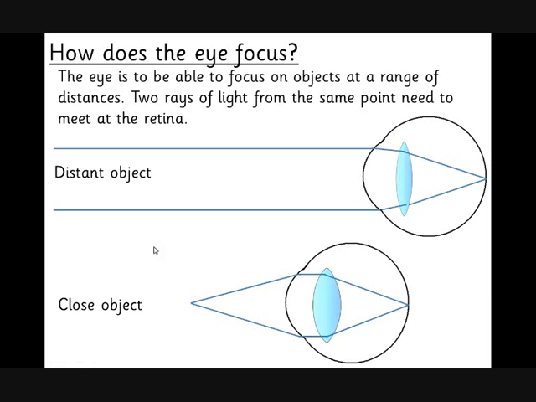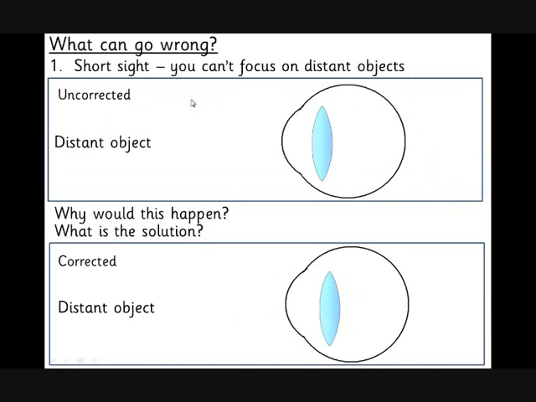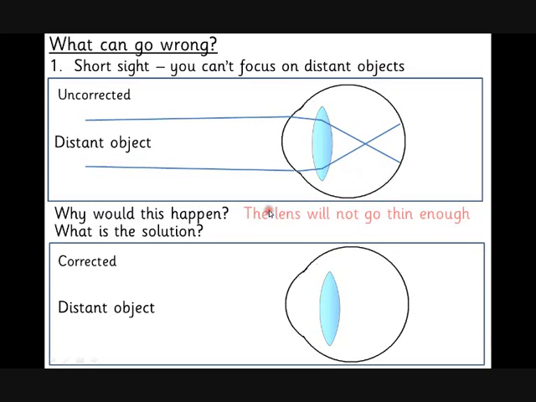However, as people get older, or sometimes for other reasons, your vision is not as good as it might be. Sometimes the eyeball isn't the right length, sometimes your lens just isn't the right shape. And we need to be able to correct that with glasses. So for short sight, that means you can't see things that are a long way away, distant objects. The reason is that when you focus the light, it focuses in front of the retina. Okay, this happens because you can't make the lens go thin enough.